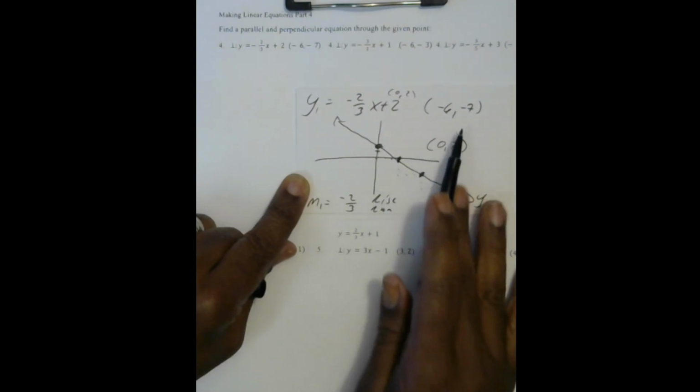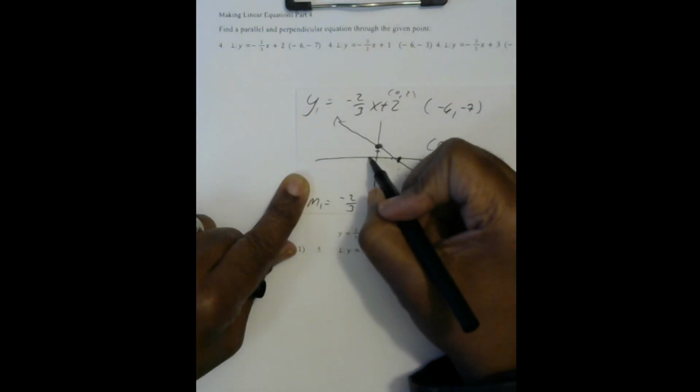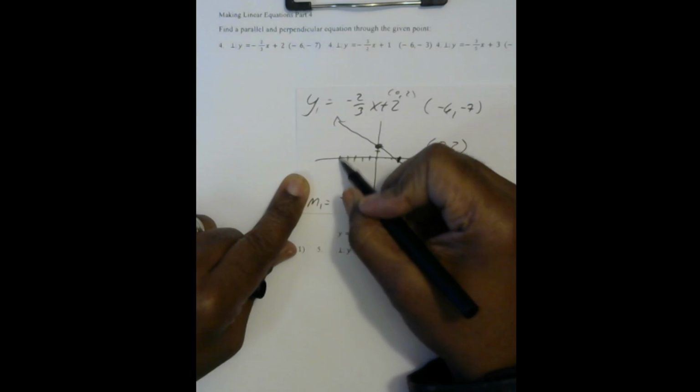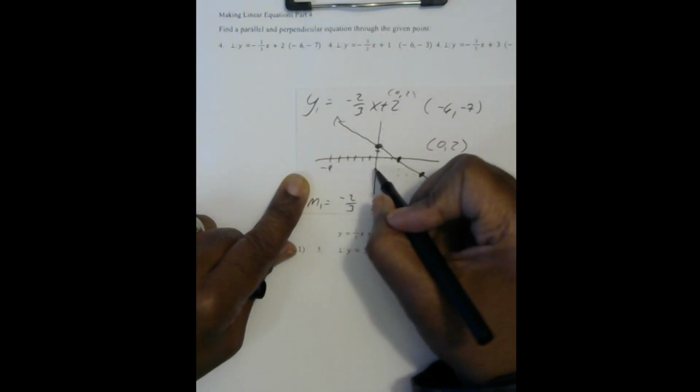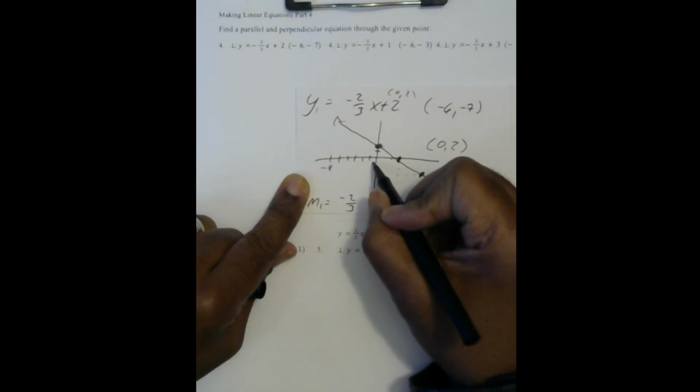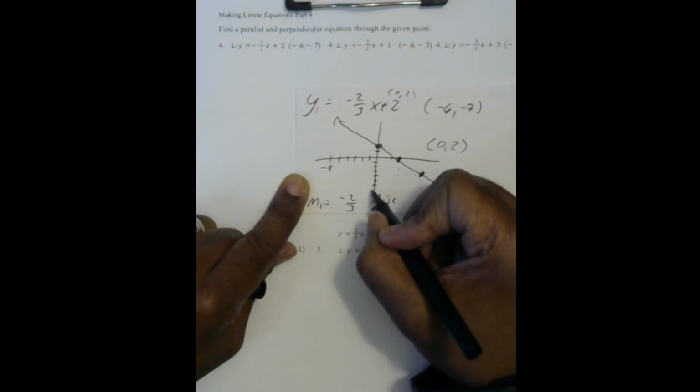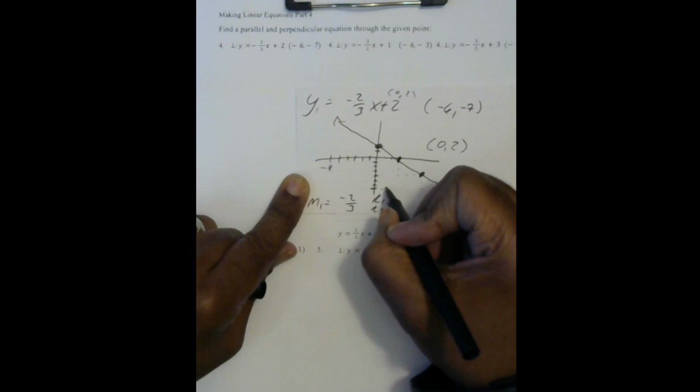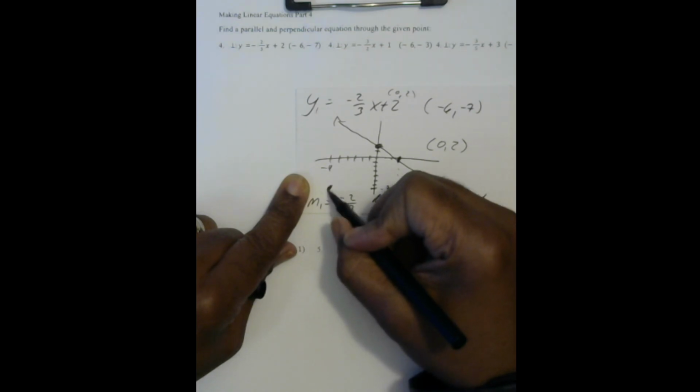Now, negative 6, negative 7 is located, let me go find that. 1, 2, 3, 4, 5, negative 6. And then 1, 2, 3, 4, 5, 6, 7, negative 7. Okay, so the point is right here.